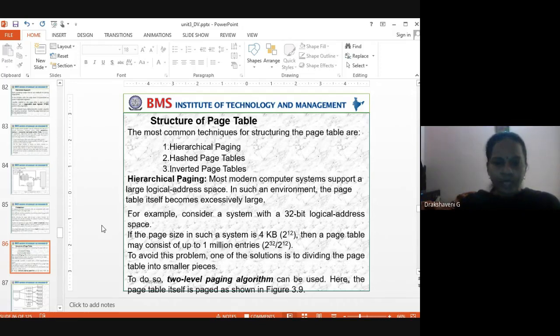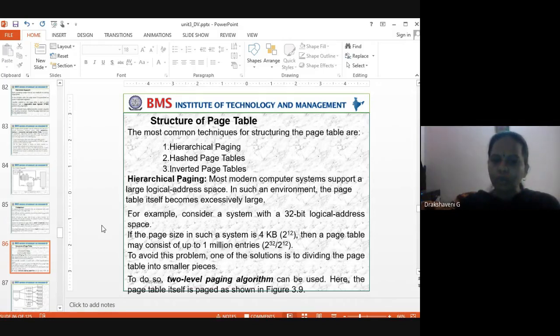Most modern computer systems support a large logical address space. In such an environment, the page table itself becomes excessively large. For example, consider a system with a 32-bit logical address space. If the page size in such a system is 4 KB, 2 to the power of 12, then a page table may consist of up to 1 million entries, that is 2 to the power of 32 divided by 2 to the power of 12.